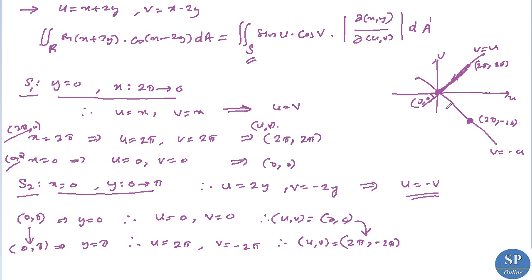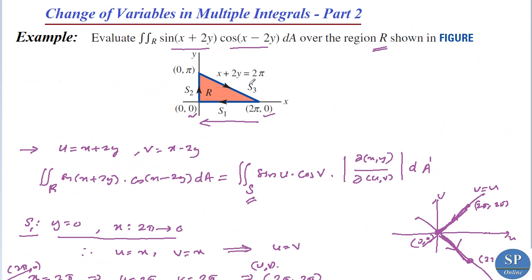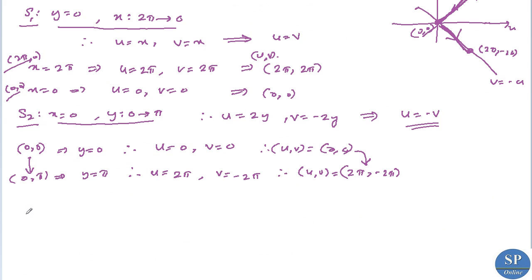Clear? So this line is the image of the line S2, that is, S2 from (0, 0) to (0, pi). Now we need to find the image of S3. To find the image of S3, we have on S3 x plus 2y equal to 2 pi, and from this we can say that x varies from 0 to 2 pi on x plus 2y equal to 2 pi, right? So on S3 we can write like this.